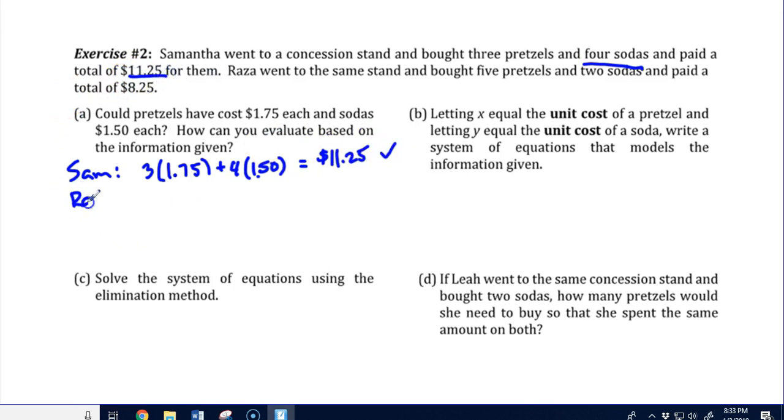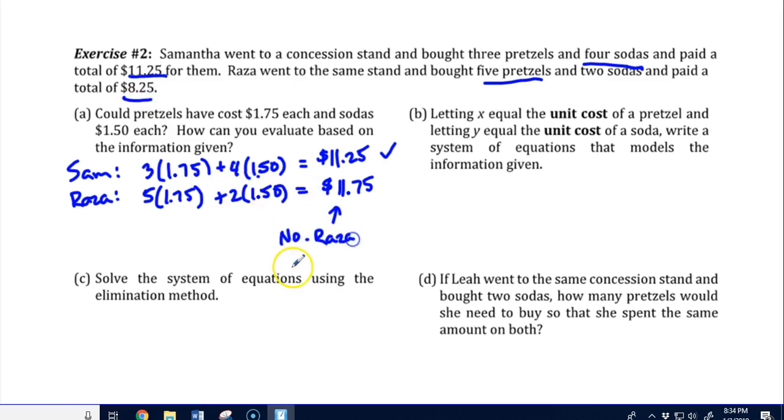Now let's do Raza. Well, Raza came out to be $11.75, but that's not right because Raza only paid $8.25. So that's a contradiction. So we clearly don't have the right answer here. That was kind of like a guess, right? And so guess and check is kind of an inefficient way. We need a better way.